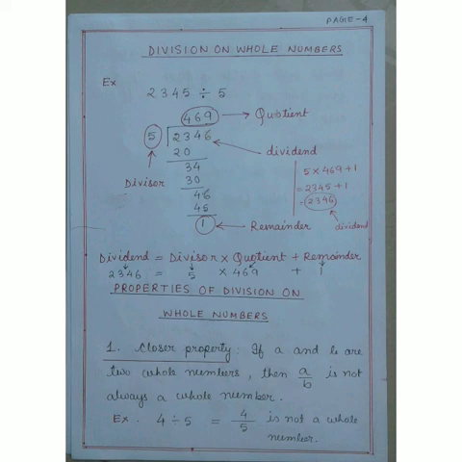Now let us study the different properties of division of whole numbers. The first property, as usual, is the closure property. If A and B are two whole numbers, then A divided by B is not always a whole number. 4 divided by 5, we cannot divide 4 by 5. So it is not a whole number, it is a fraction. So closure property does not hold good in division of whole numbers.